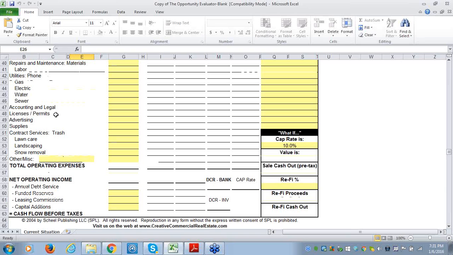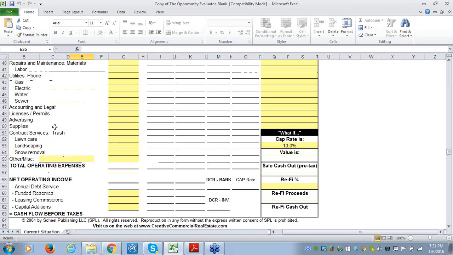How about licenses and permits? Let's say you've got to do a roofing job and your area requires a building permit. You want to account for those. Advertising. How do you promote your vacancies? Well, you're going to advertise. Supplies: salt, shovels, and if you're in the northern areas for sure, shoveling snow. Fertilizer, pest control for people who have termites and ants and things like that. Okay, lawn service, trash service. These are all real expenses. Snow removal.